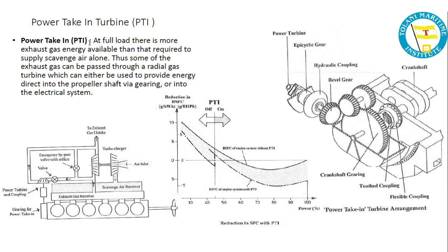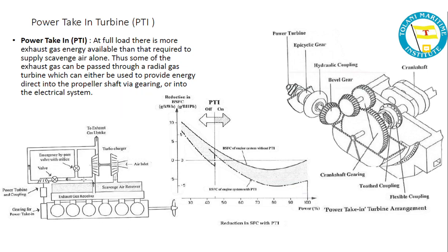Power take-in turbine, PTI. When we talk about PTI, at full load there is more exhaust gas energy available than that required to supply scavenge air alone. The surplus exhaust gas can be passed through a radial gas turbine, which can be used to provide energy directly into the propeller shaft via gearing or into the electrical system.